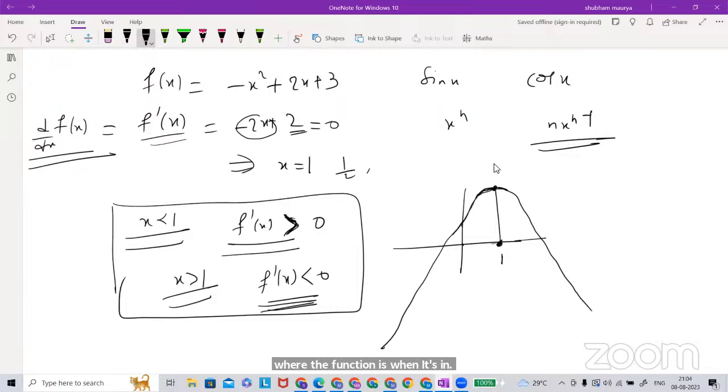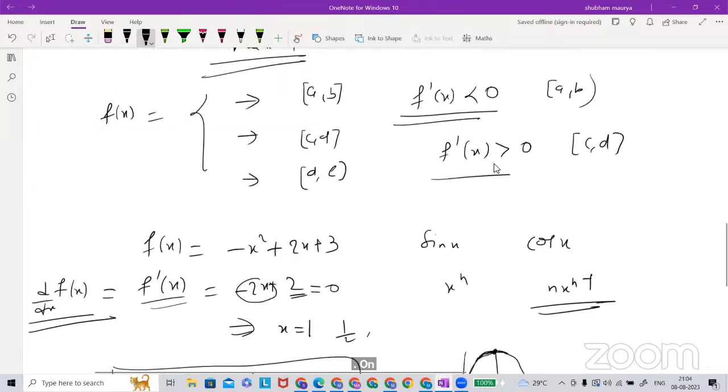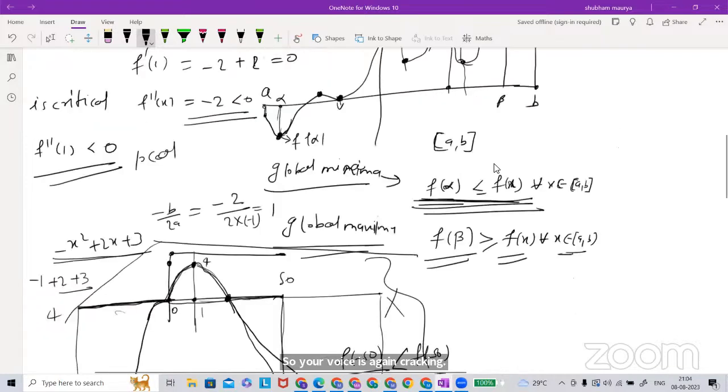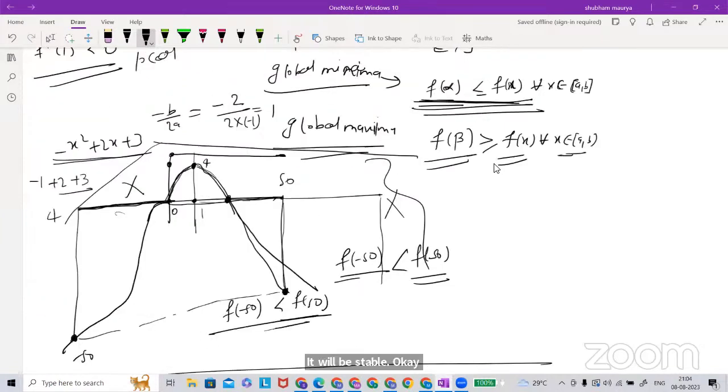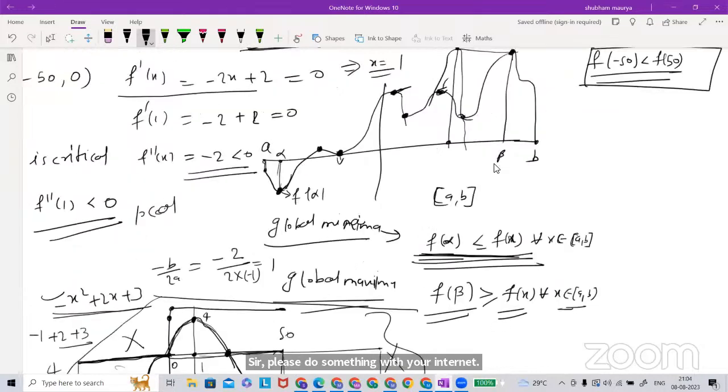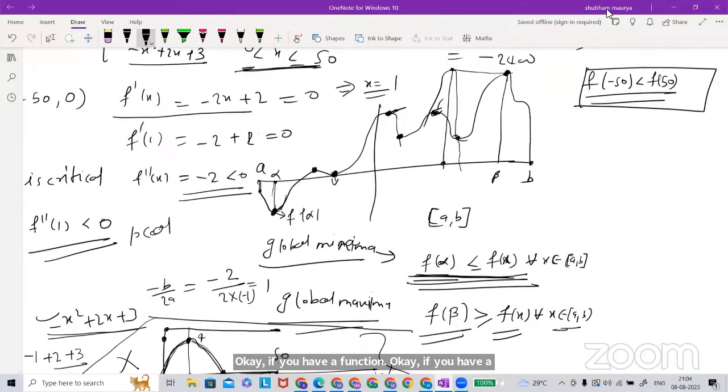Sir, your voice is again cracking. I roughly drew this graph, but I didn't use this one, I just used it to explain. But I told you that the function is increasing and the function is decreasing, using that only I said. Okay, it will be stable, I think. Sir, please do something with your internet. Okay, if you have a function f x in this interval, still it is breaking.